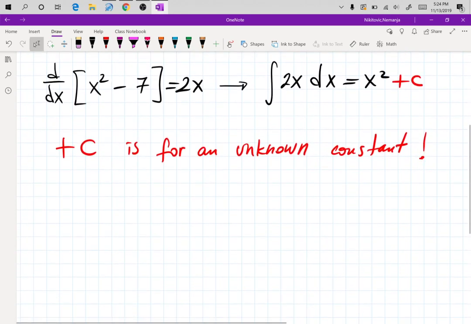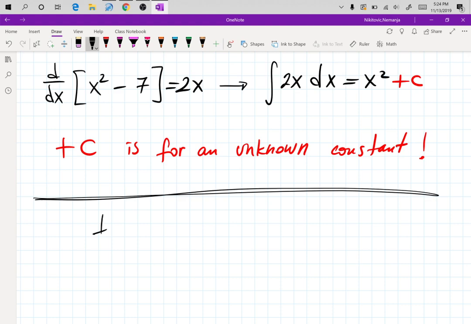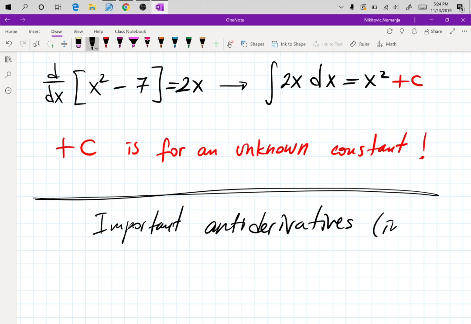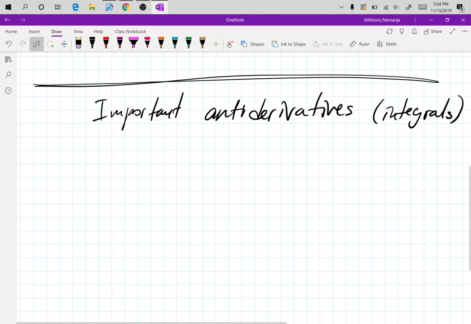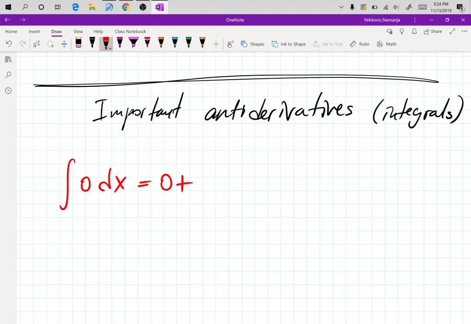So now let's take a look at the important antiderivatives, also known as integrals. So where do we start? Well, the derivative of a constant was 0, right? So the integral of 0 dx is going to be 0 plus constant c, which is just a constant c.